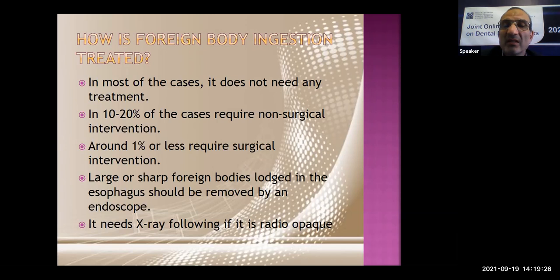In most cases, ingestion does not need any intervention, but in 10 to 20% of cases it requires non-surgical intervention, and around 1% or less require surgical intervention, especially when the foreign body is large, sharp, or cutting, and is lodged in the esophagus and should be removed by endoscope. It needs an X-ray if the object is radiopaque.